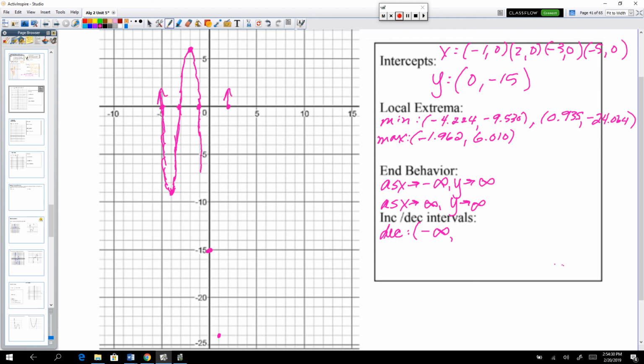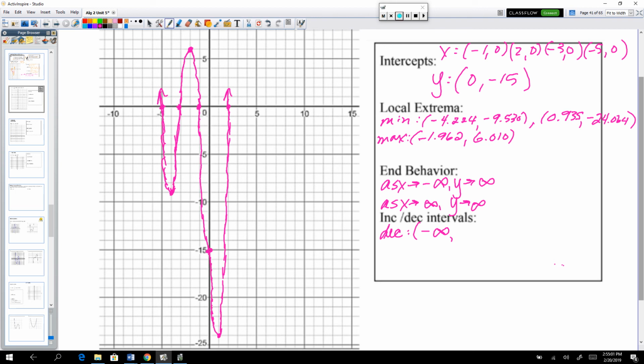So it tops out there, and then it comes back down and comes through this 0. It comes through the y-intercept of -15, and then it bottoms out at the other min, which was found at 0.935, positive 0.935, -24.064, and then it comes back up and goes through this intercept here. We knew the end behavior was going to be up on the ends. It was an even degree with a positive leading coefficient of +1/2, so we already filled that in.